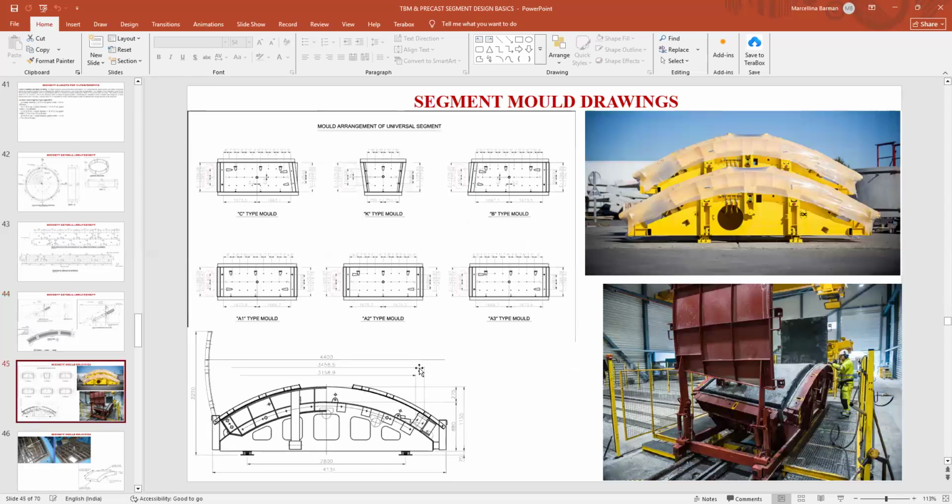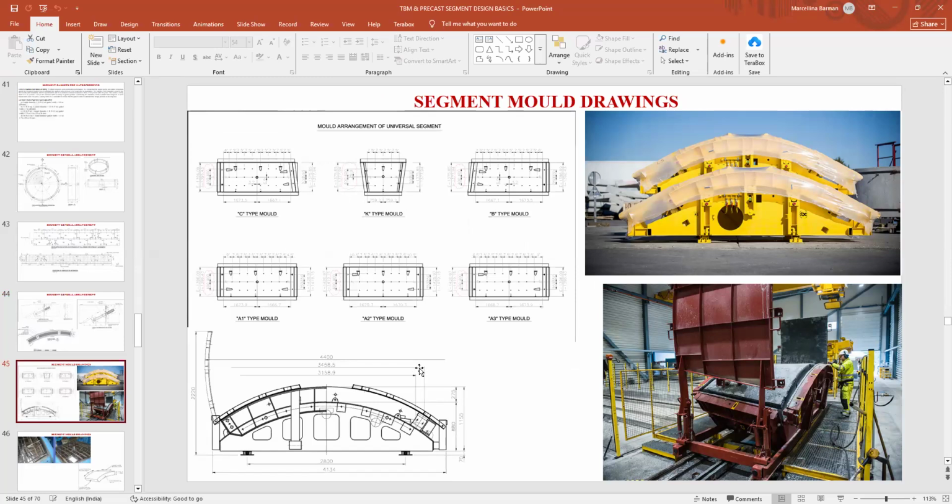This is the segment mold. The segment mold is coming separately. In the segment mold, there are different types of segment. So you can see this is a C type, K type, B type. This is different according to the numbering of the segments, or the configuration of the segment.